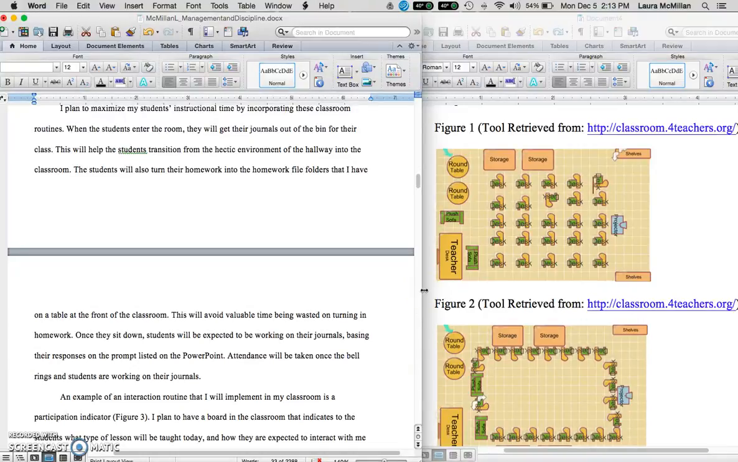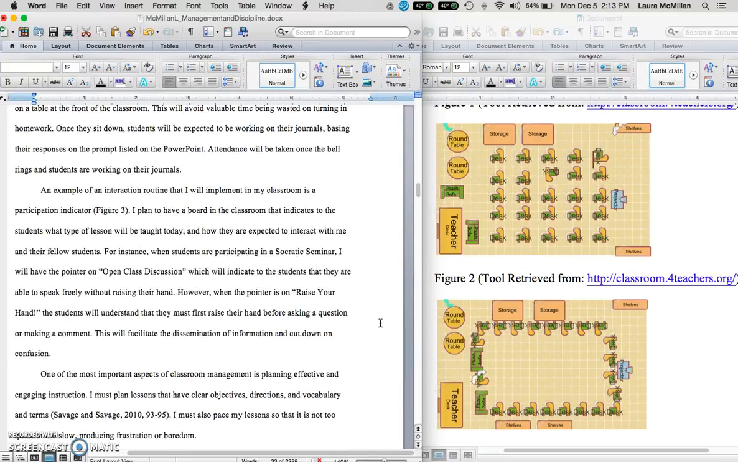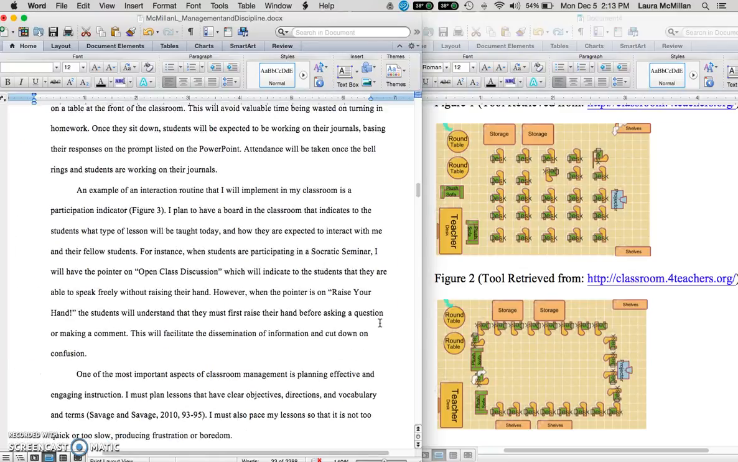When the students enter the room, they will get their journals out of the bin for their class. This will help the students transition from the hectic environment of the hallway into the classroom. The students will also turn in their homework into the homework file folders that I have on a table at the front of the classroom. This will avoid valuable time being wasted on turning in homework. Once they sit down, students will be expected to be working on their journals, basing their responses on the prompt listed on the PowerPoint.